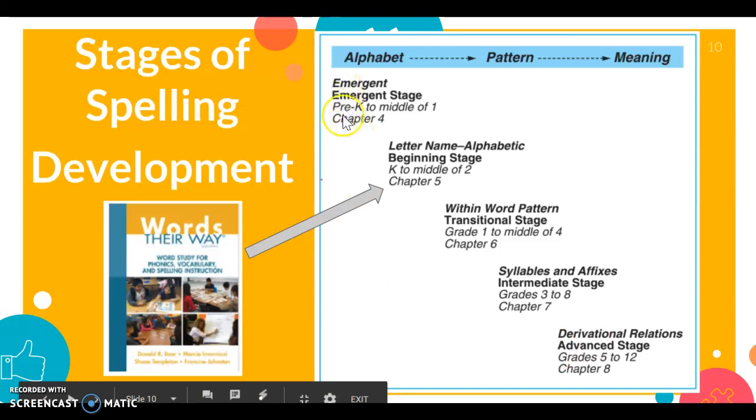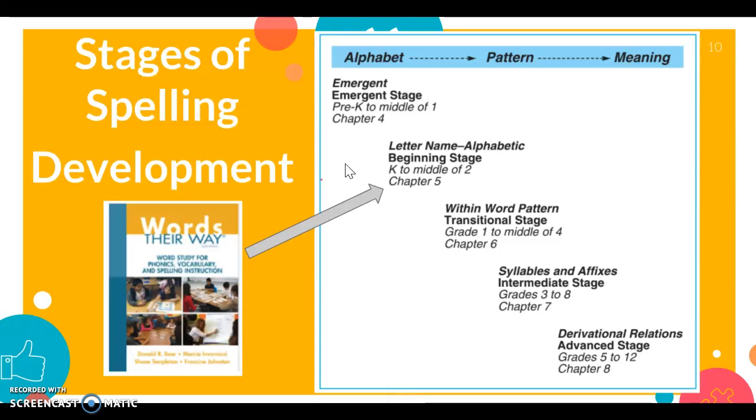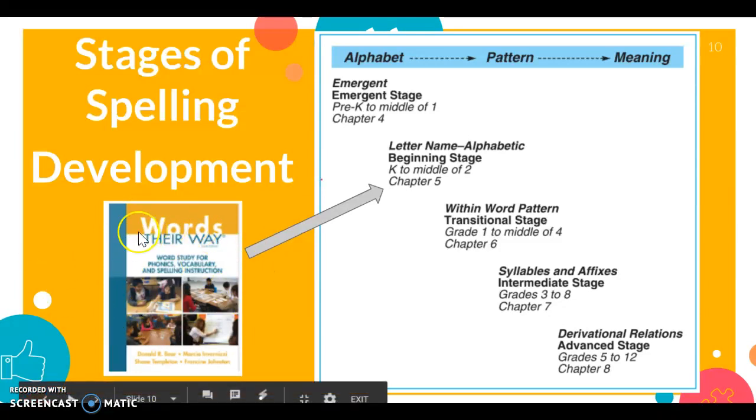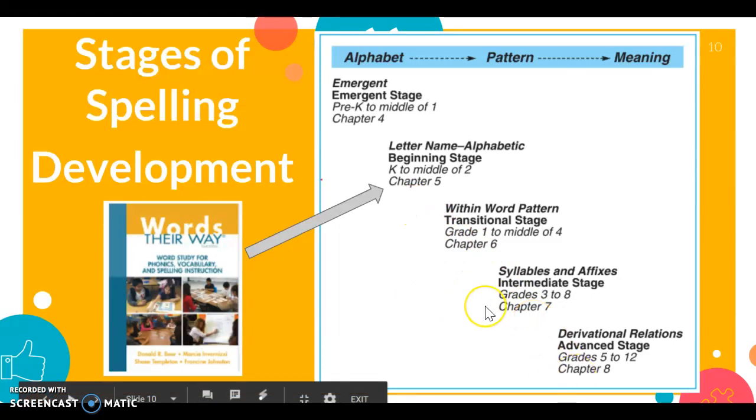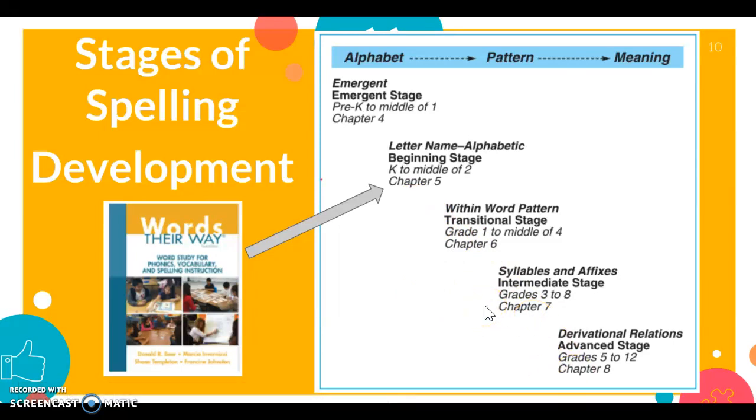Under each stage in this image, you see the approximate grades that correspond to the spelling stage. Underneath that, you see the corresponding chapter from the PD book, this book right here, your blue, yellow, and white book, the one entitled Word Study for Phonics, Spelling, and Vocabulary Instruction. This is important to know because after you determine what stage your kiddos are in and you group your kids, then you will want to refer to these chapters for more information on understanding that stage.